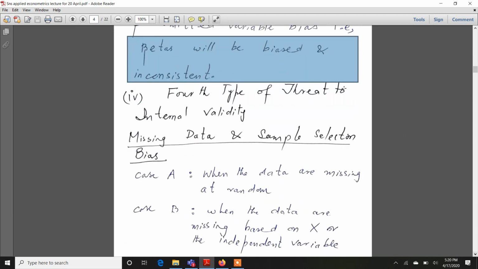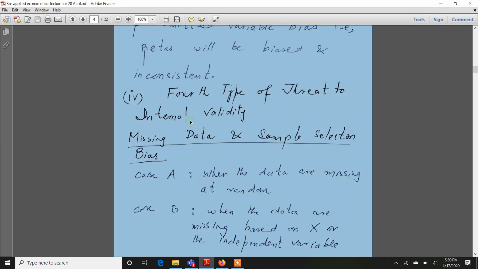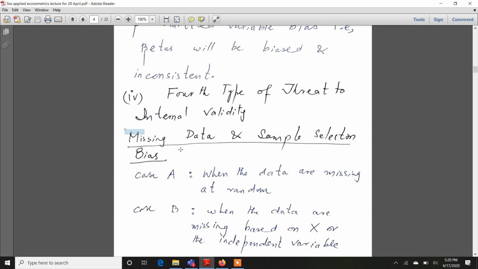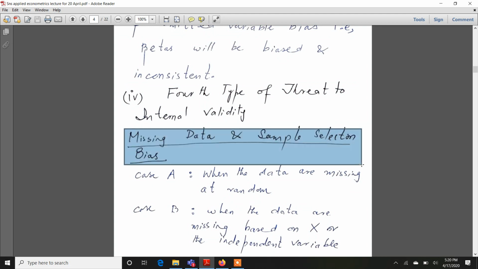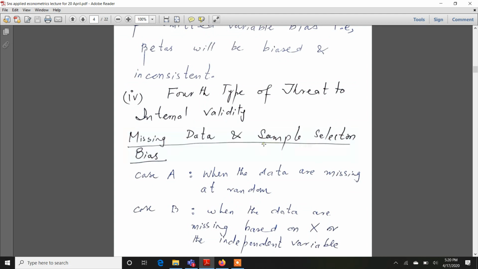Okay, so next we start the fourth type of threat to internal validity. The fourth threat is if we have missing data or sample selection bias. Missing data can have three different scenarios. Case A is when the data are missing totally at random, that is, there is no fixed pattern. Case B is when the data are missing based on X, the independent variable.